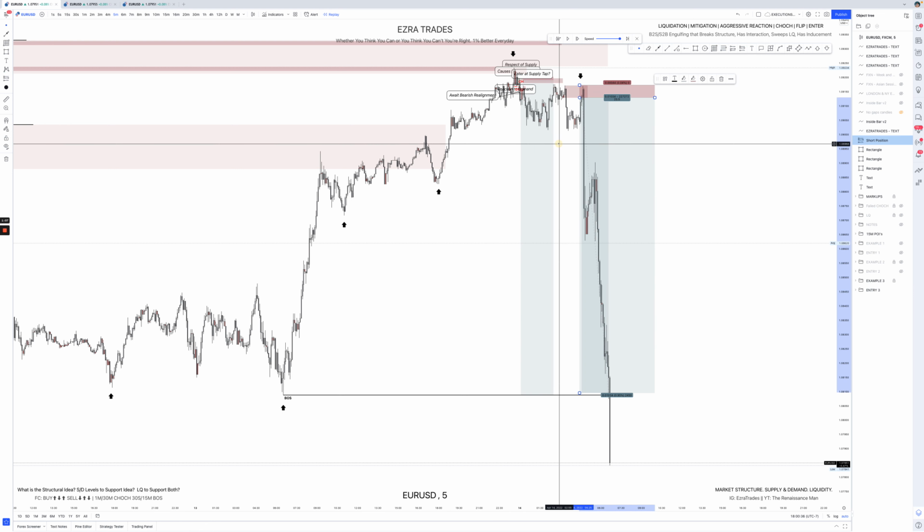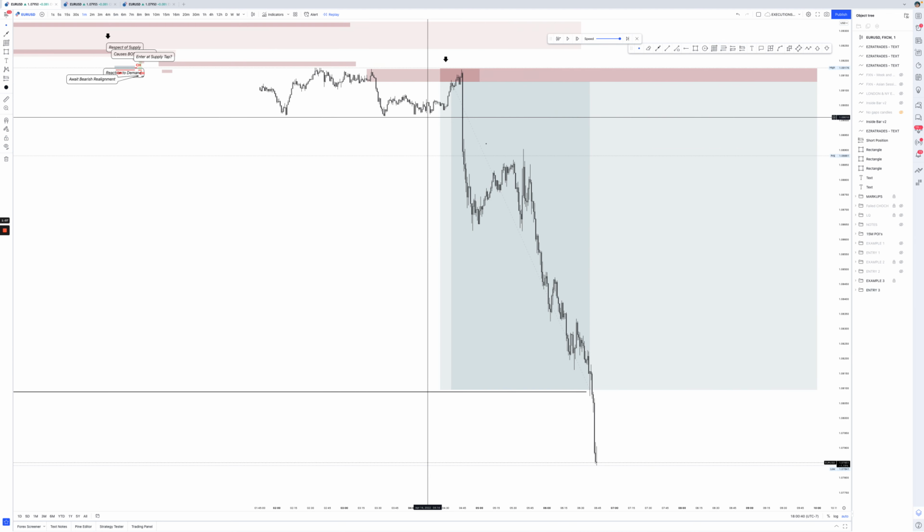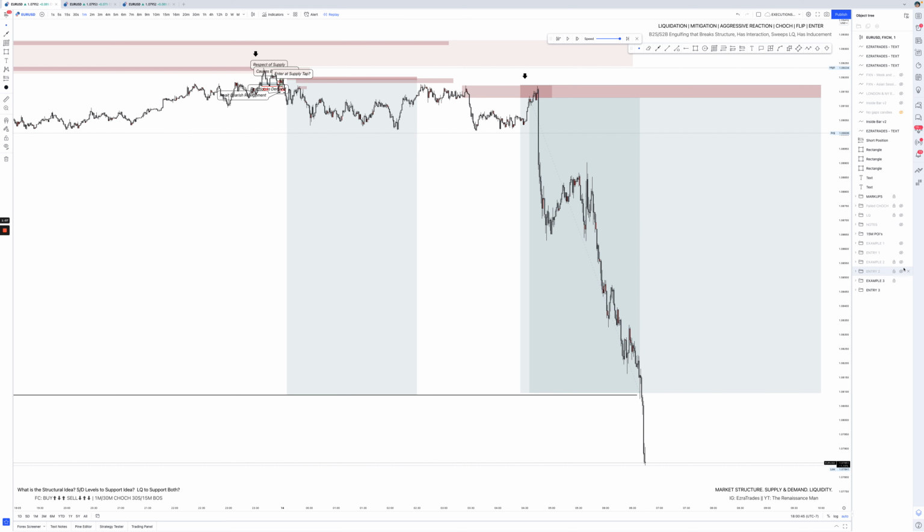Awesome. Okay, so this trade, the first one initially that we took on the seconds time frame. Let's hide the lines here.